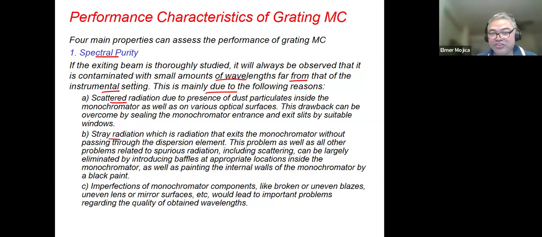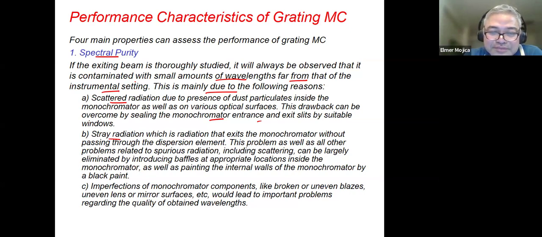For scattered radiation, you have dust particulates in your system, which could cause what we call the scattering of the light. How do you resolve this drawback? You seal the monochromator entrance and exit slit by a suitable window. And this is more problematic in a third world country, right? Here, sometimes we open it, there is no cover on our UV-Vis instruments.